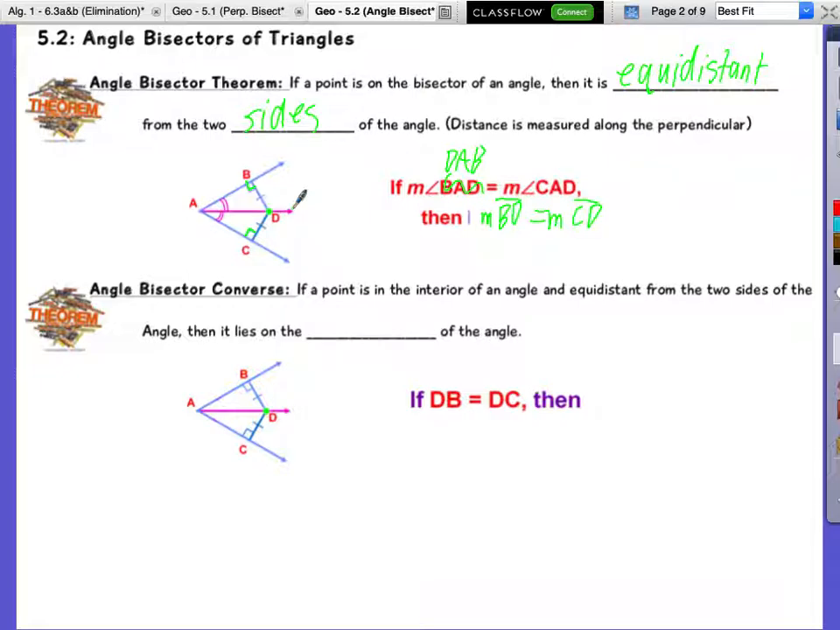Does that kind of make sense? Okay, so I think as we go through it, it might make more sense.